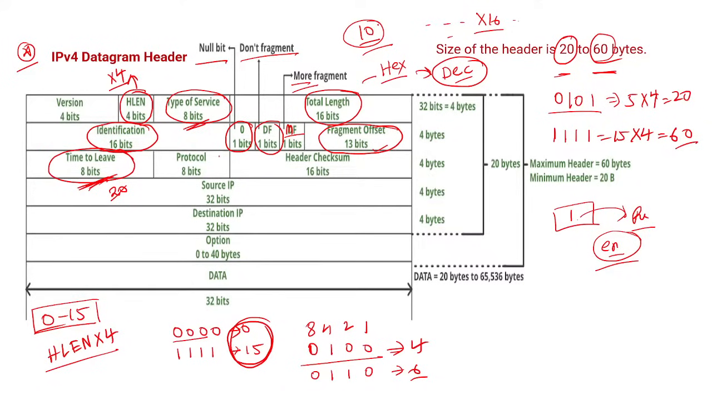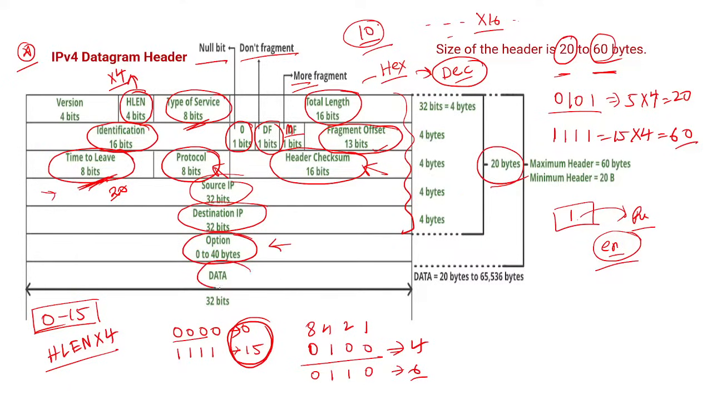Protocol: there are different protocols, with different numbers for different protocols, and the protocol is mentioned with that. And this is the header checksum, used for error detection. Checksum is also one type of error detection code. Next row is the source IP address, and this is the destination IP address. These are the mandatory part, total 20 bytes. After that comes 0 to 40 bytes of optional part, and then you can add the data.